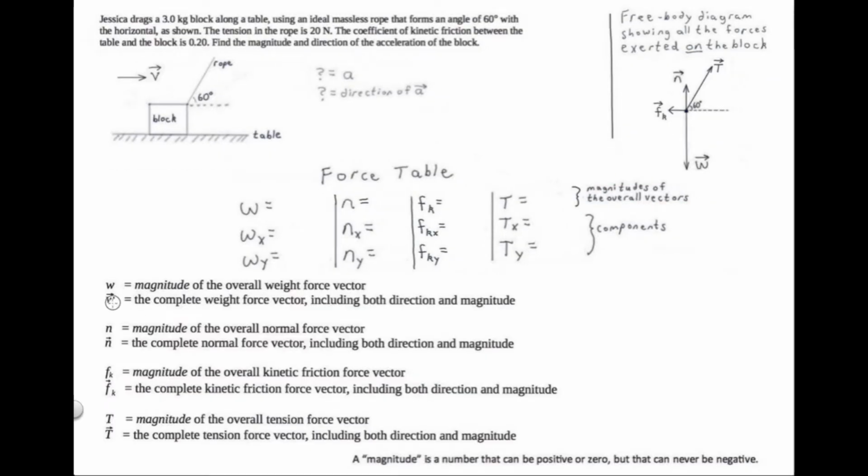Remember that a vector symbol written with an arrow on top stands for the complete vector, including both direction and magnitude. But a vector symbol written without an arrow on top stands just for the magnitude of the vector. The purpose of the first row of the force table is to represent the magnitudes of the forces. So we write the symbols in the first row of the force table without arrows on top. In contrast, the purpose of the free body diagram is to represent the directions of the forces. So we write the symbols in the free body diagram with arrows on top.